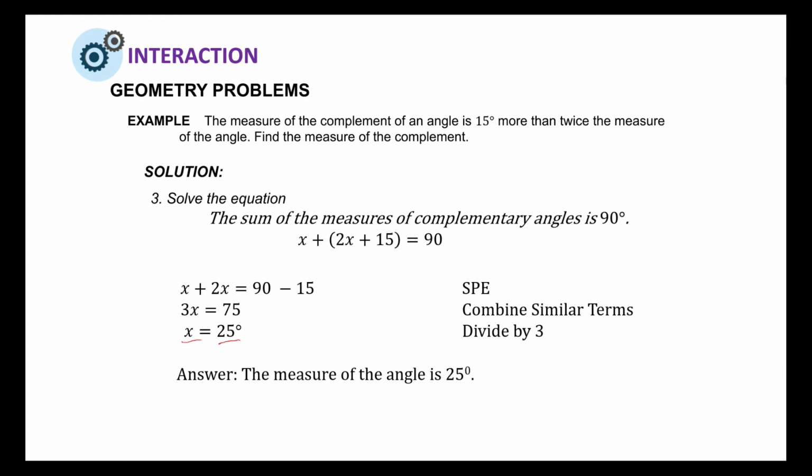We are only solving for the measure of the unknown angle and not its complement. So let's say the measure of the angle is 25 degrees. What is the measure of its complement? Alright, very good. It should be 65 degrees, because when you say complementary angles, these are two angles whose sum is 90 degrees.